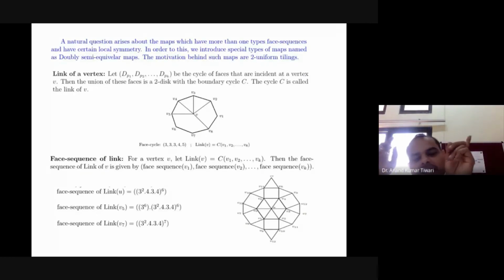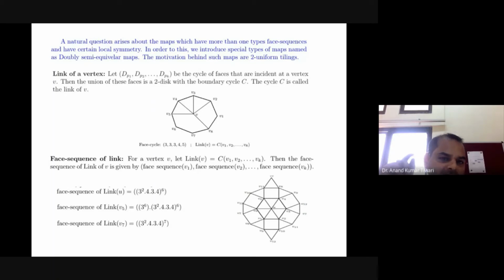As we see, in the case of one-uniform tilings, there is only one appearance. If we see two-uniform tilings, they have two appearances. Right? As two-uniform tilings are a generalization of one-uniform tilings, the question arises: can we have an analogous notion of semi-equivalent maps? We will describe that also, and the motivation behind that analog is two-uniform tilings. For that we need some terms.